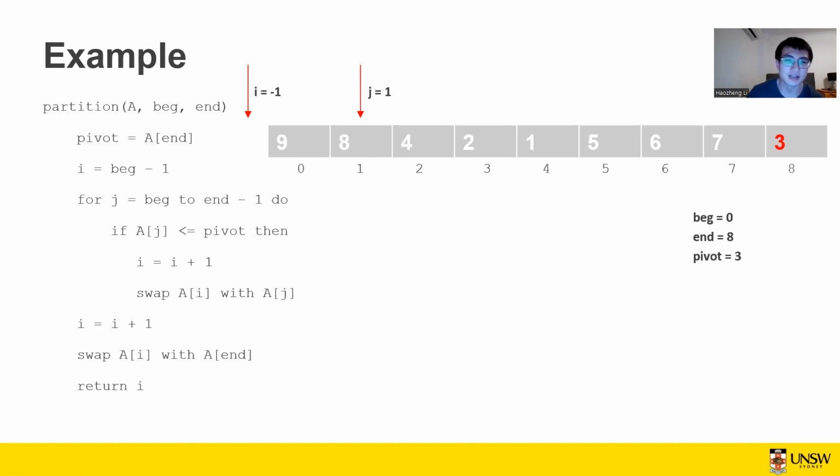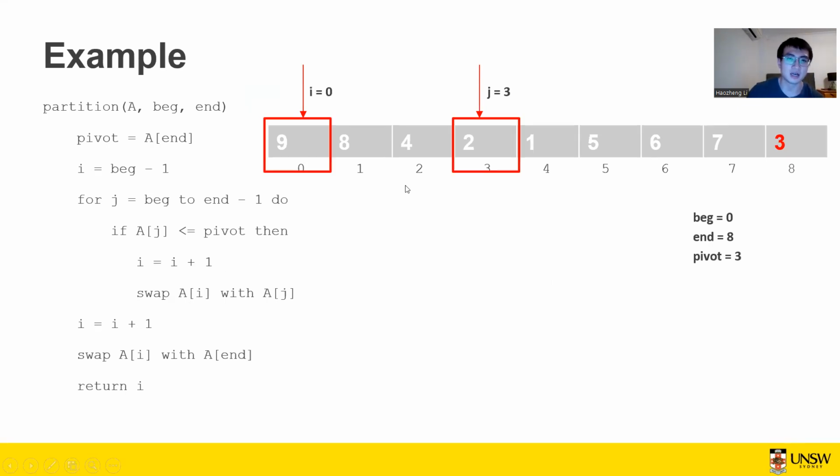Is 8 less than or equal to 3? Still no, so we continue. And the same idea with 4. Notice that 2 is less than 3, so we need to execute the code here. First, we add 1 to i, which means i now is equal to 0. And swap A[i] with A[j], which means we swap 9 and 2.